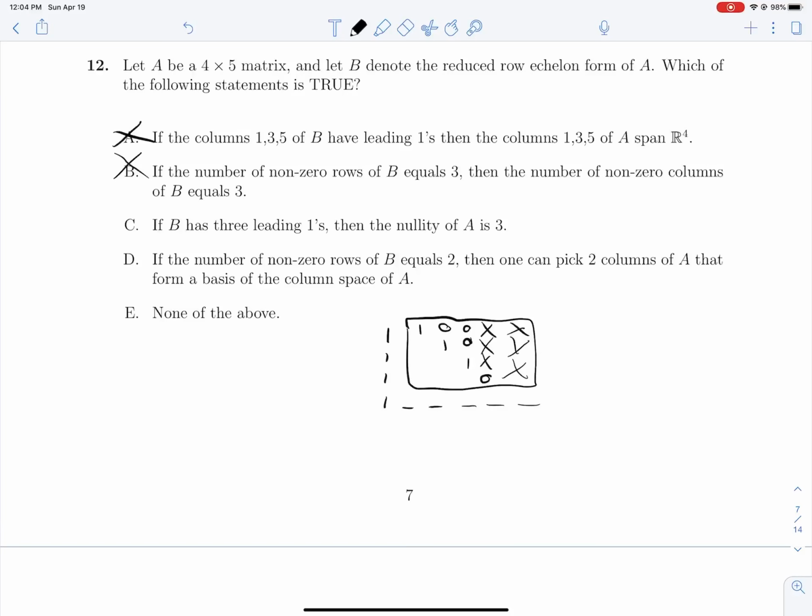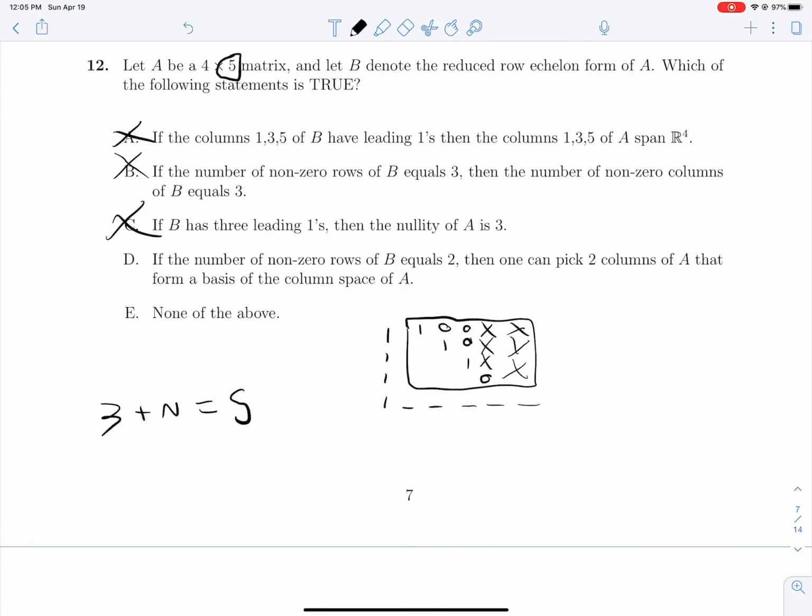C. If B has 3 leading 1s, then the nullity of A is 3. So B having 3 leading 1s is the same thing as saying that the rank of A is 3, and since rank plus nullity, where rank is the dimension of the column space, nullity is the dimension of the null space, is equal to the number of columns in A, which in our case is 5. So if rank is 3, then nullity must be 2, so C is incorrect.